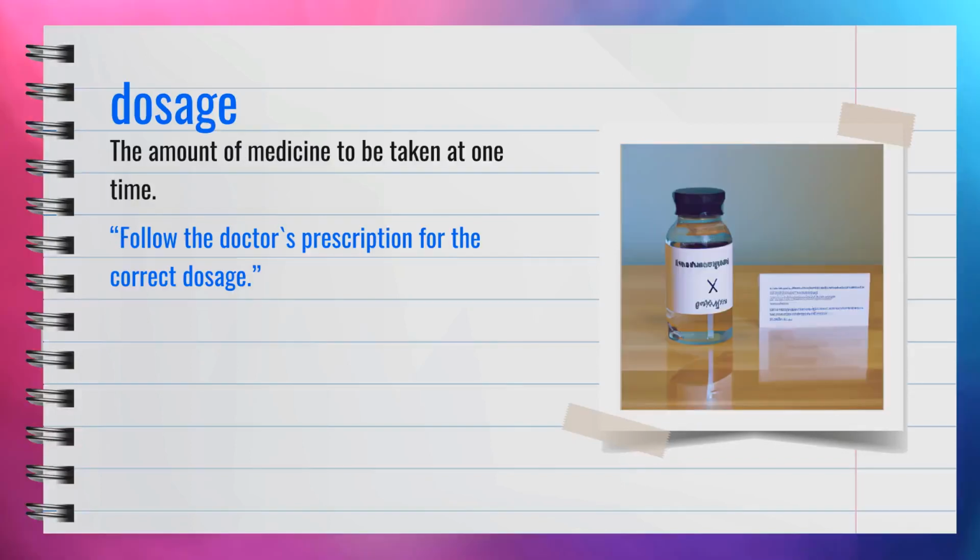The word dosage is a noun. It refers to the amount of medicine to be taken at one time. Let's pronounce it, dosage. Another word for dosage is dose. Here's an example. Follow the doctor's prescription for the correct dosage. So the dosage is the specific amount of medicine to take at once.